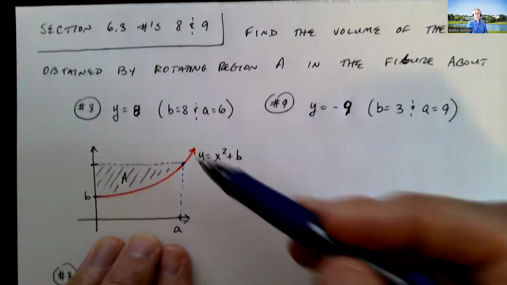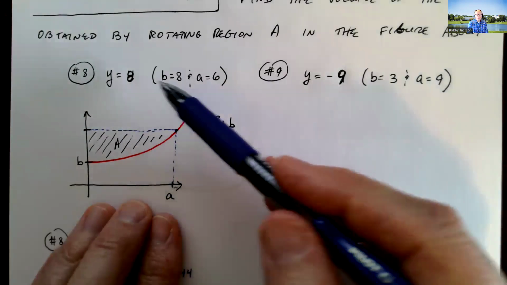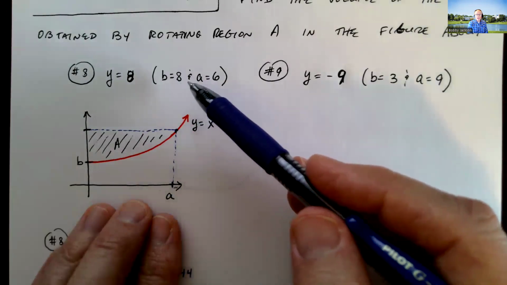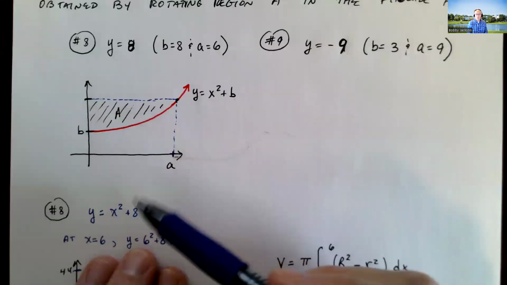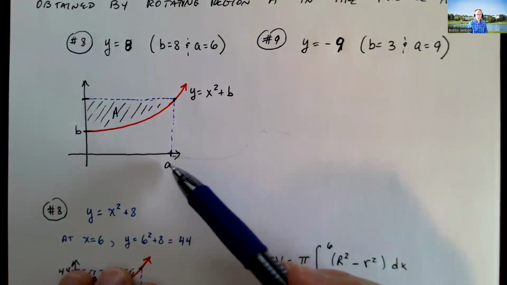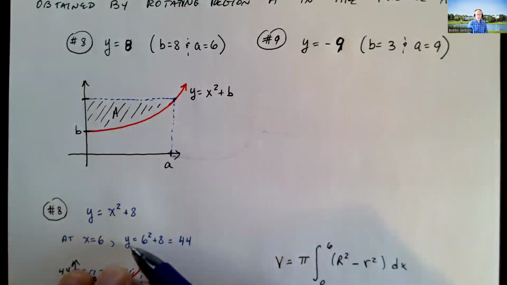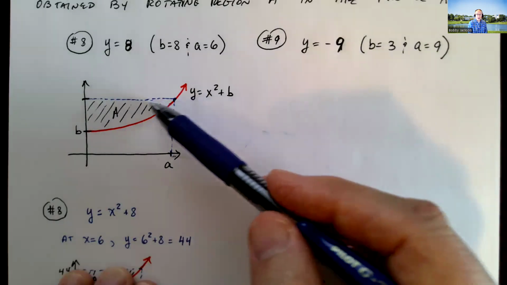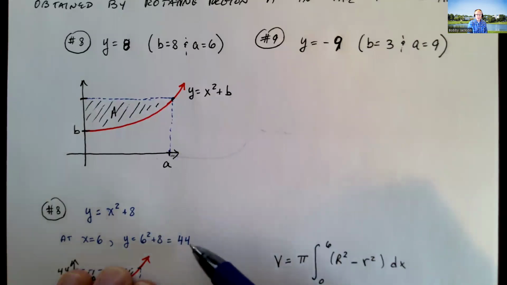So let's just take a look at number 8. First of all, we're going to rotate region A about y equal 8. In this case, little b is 8, and little a is 6. So I went ahead and replaced b with 8. I got y equals x squared plus 8. So there's that curve, and then x equal 6. So a is the value of 6. When x is 6, the height up here is going to be 6 squared plus 8, or 44.